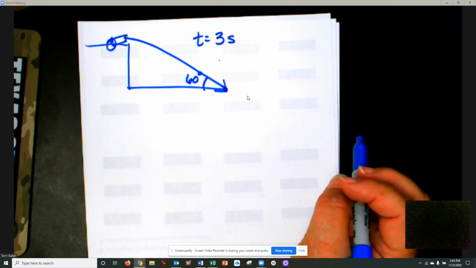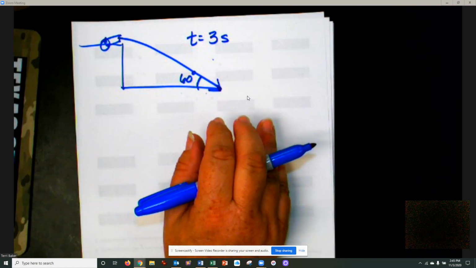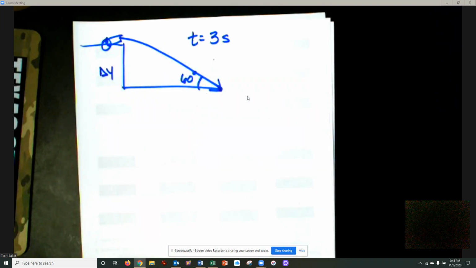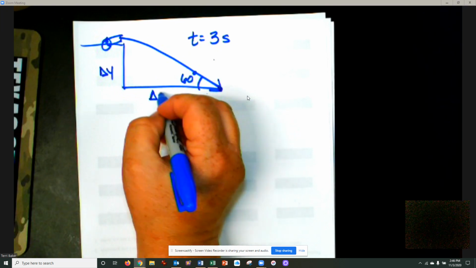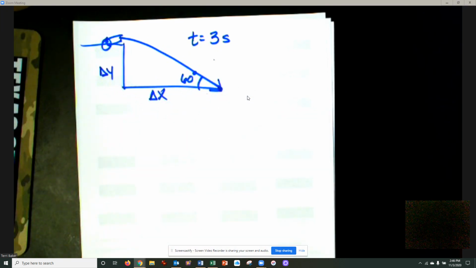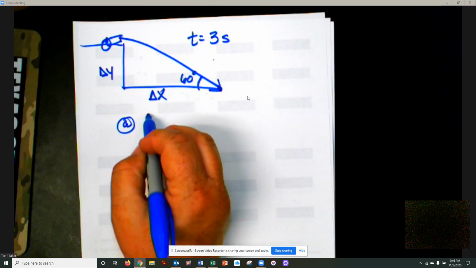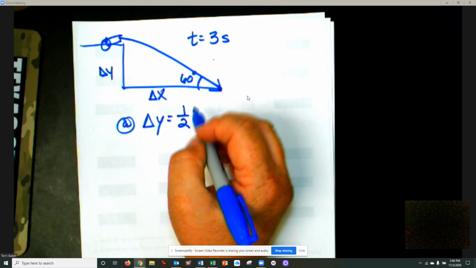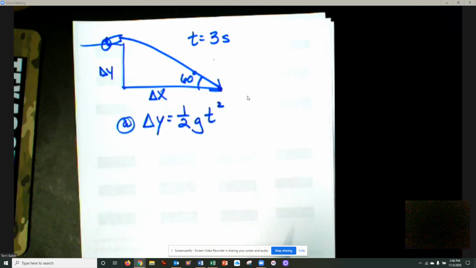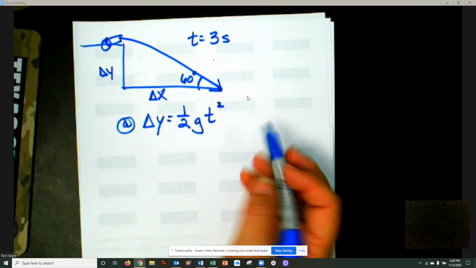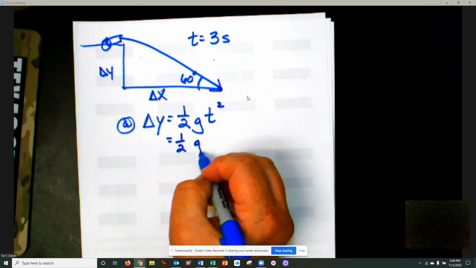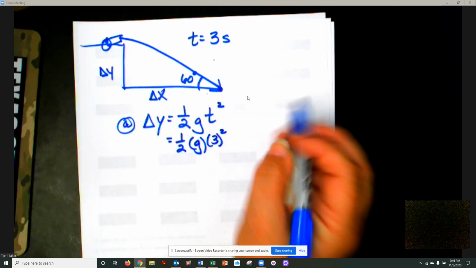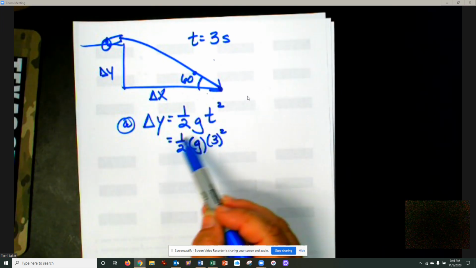And time is 3 seconds. It wants to know how high is the cliff, so delta y, and how far from the base of the cliff does the cannonball land, which is delta x. So A, delta y is going to equal 1/2 g times t squared. You have everything you need. You know what g is, 9.81. Time is 3 seconds. So it's 9 times g times 0.5.